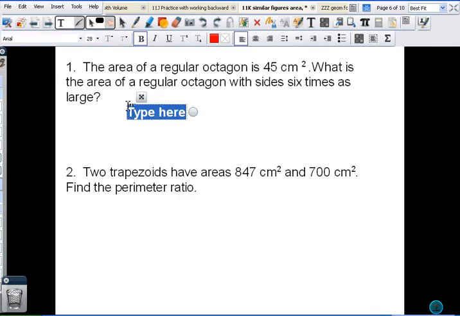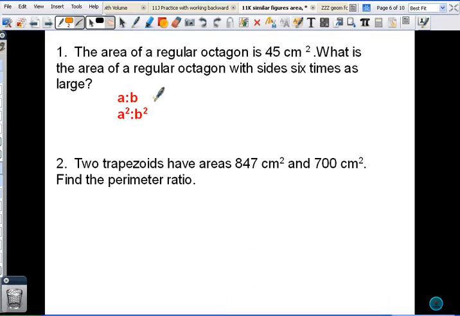You need to do what your teacher tells you to do, but I'm going to tell you a really simple way to set these problems up: I just label or list out the ratios that I'm going to use. I'm going to use a to b and a squared to b squared. Okay? I'm going to list those out, and then I need to figure out what are those ratios. Well, we know that in the problem it says what is the area of a regular octagon with sides 6 times as large.